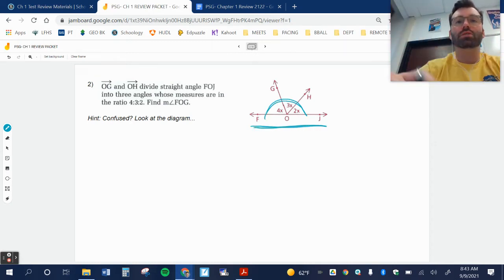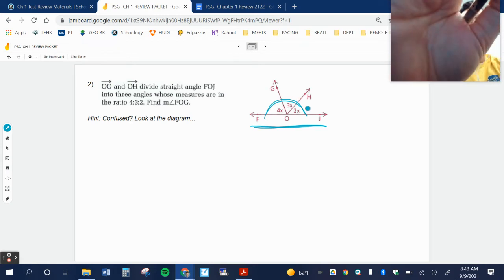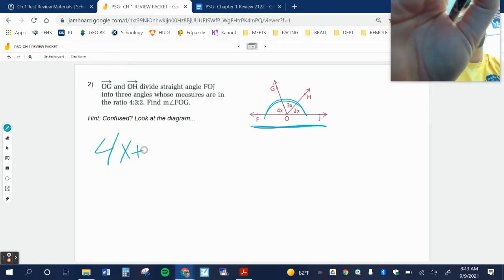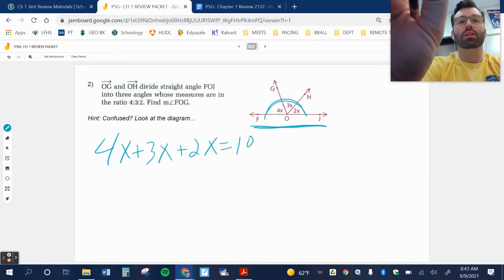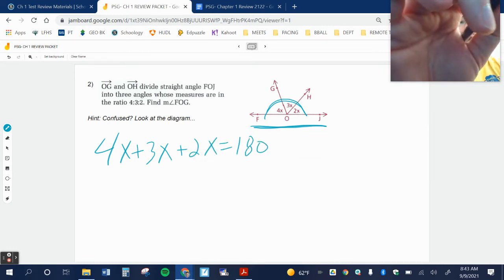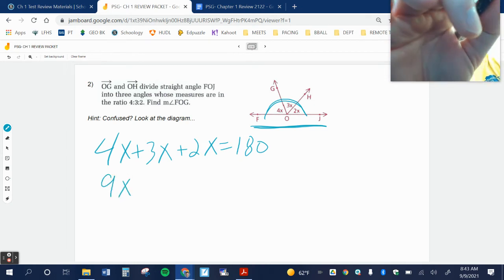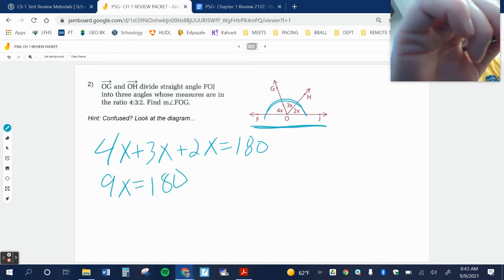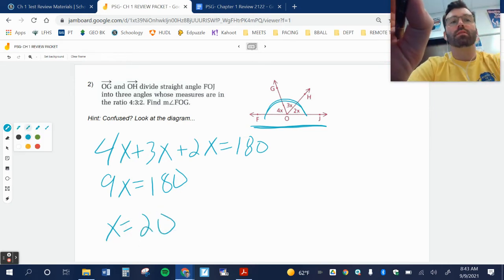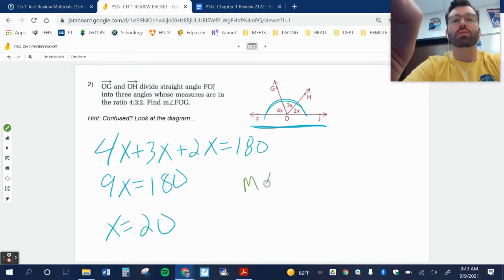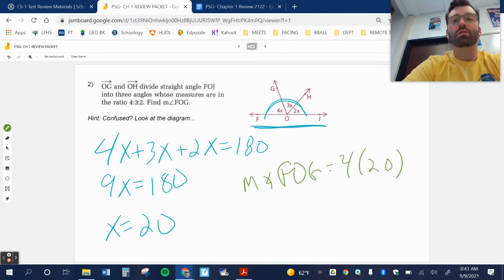All right, I have a ratio of 4x to 3x to 2x. Well, since that's a straight angle, I can just add the 3 together. 4x plus 3x plus 2x equals 180. So that's what? 9x equals 180. So x equals 20. The measure of angle FOG equals 4 times 20, which is 80 degrees.